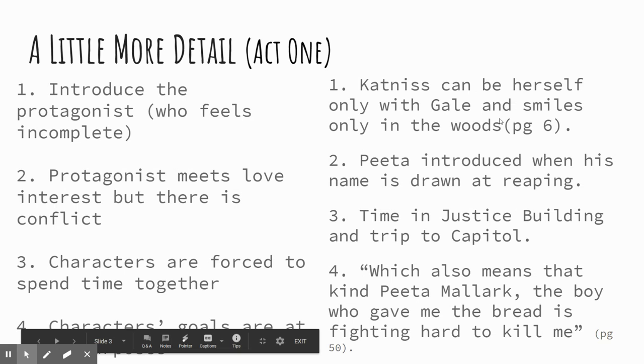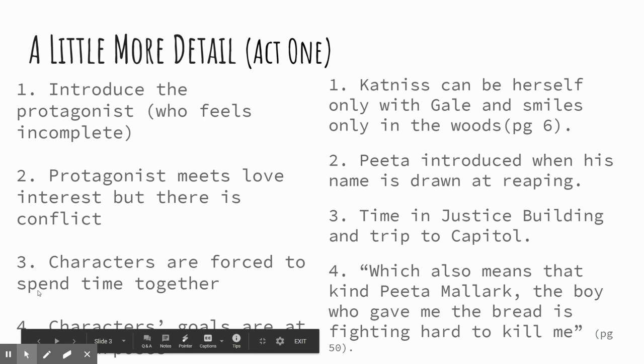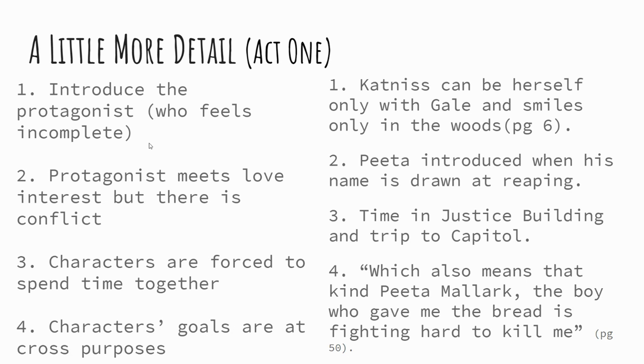Going through the romance in a little more detail. First of all, if you look in Act 1, you're going to introduce the protagonist who feels incomplete. The protagonist is going to meet the love interest, but there's a conflict. The characters are going to be forced to spend time together, and then finally, the characters' goals are going to be at cross purposes. If you look at the novel, on page 6, Katniss says she can be herself only with Gale, and she smiles only when she's in the woods. It seems to me that since she can only go in the woods under penalty of punishment, and she cannot go into the woods 24/7, she's incomplete, and she certainly is incomplete if she can only be herself with one person.